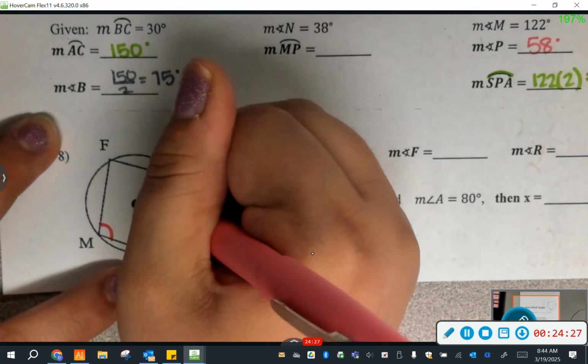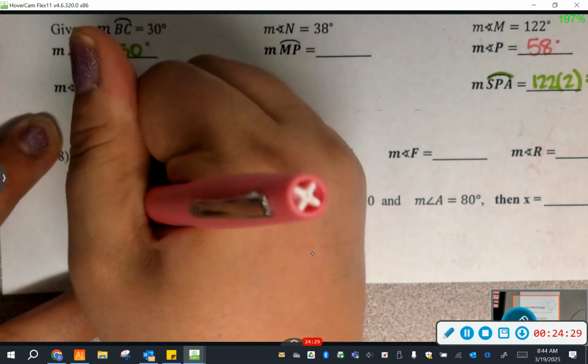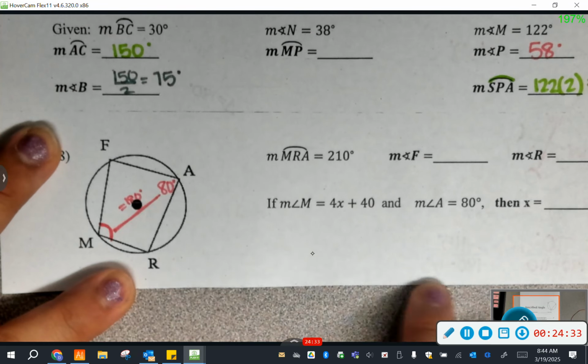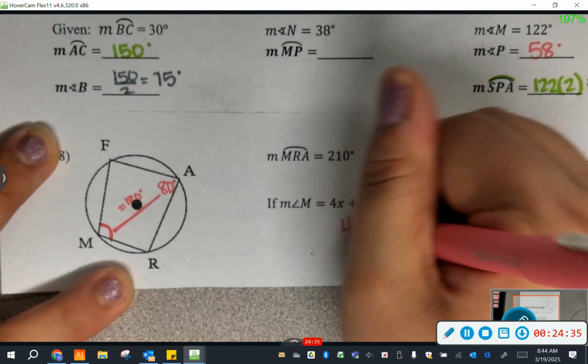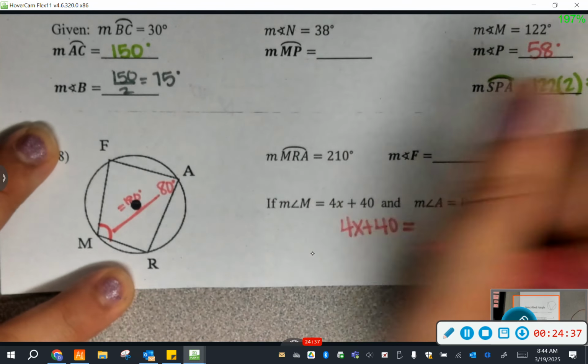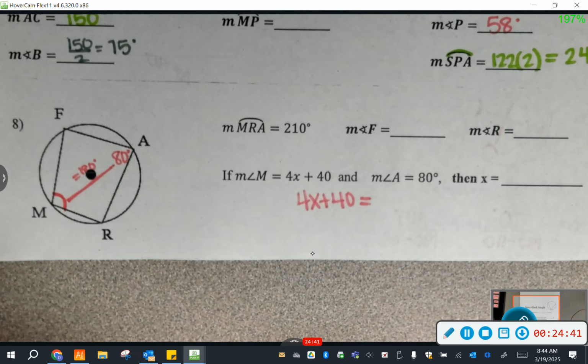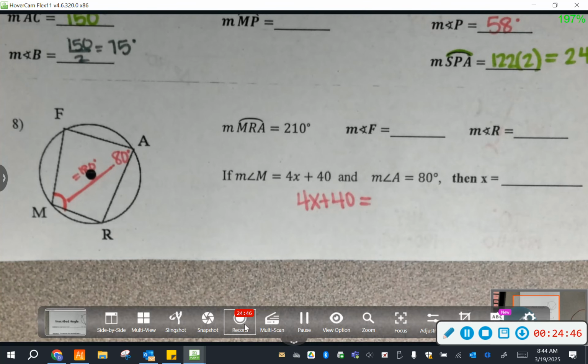These are not the same. What did we say about these? They equal 180. So just be careful when you need an equation right here. You need 4x plus 40 equals 180, not something else, and solve. All right. You have 5 minutes to get that done and turn it in, and then we'll play a game.